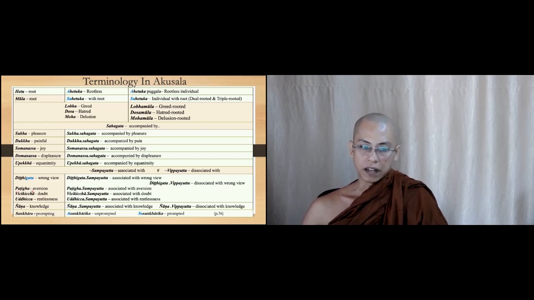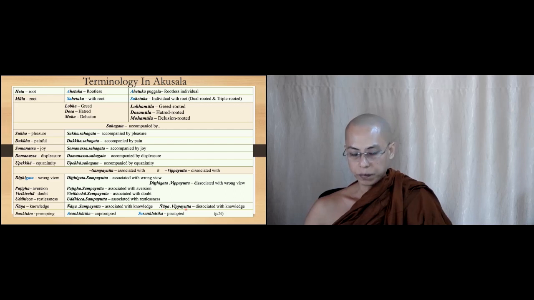By the word patigha, aversion: patigha sampayutta. Vicikiccha, doubt: vicikiccha sampayutta, associated with doubt. Uddhacca, restlessness: uddhacca sampayutta, associated with restlessness. In the case of the sobhana, the beautiful mind, it does not come with these types of mental fetters. Ditthigata, patigha, vicikiccha, uddhacca are all mental fetters. In the beautiful consciousness, there is the jnana, knowledge. That's why you will find jnana sampayutta and jnana vippayutta, associated with knowledge or dissociated with knowledge.